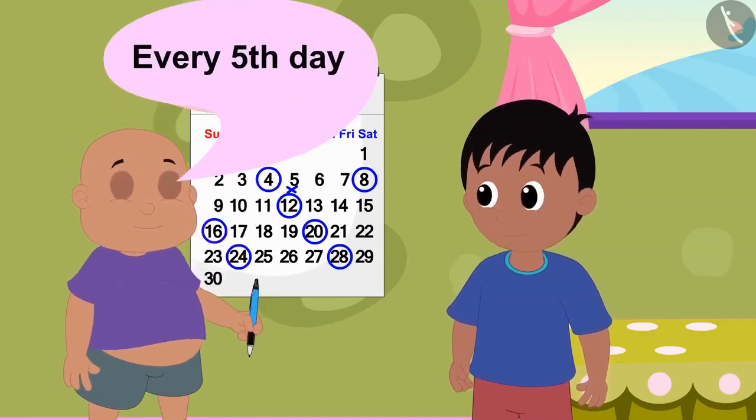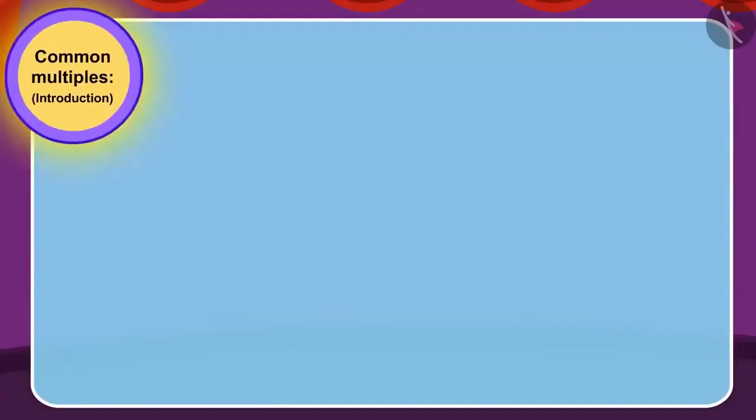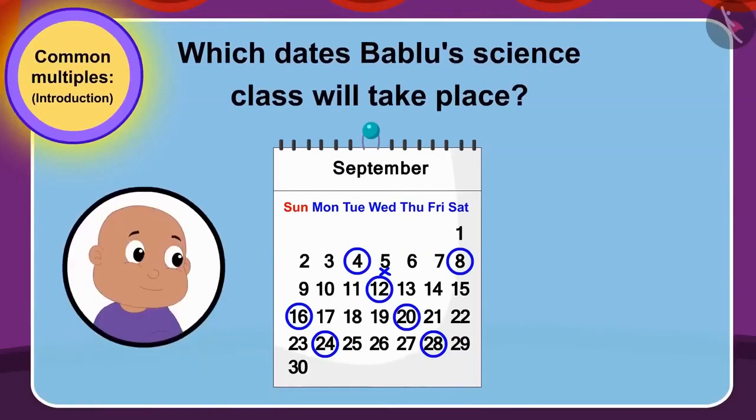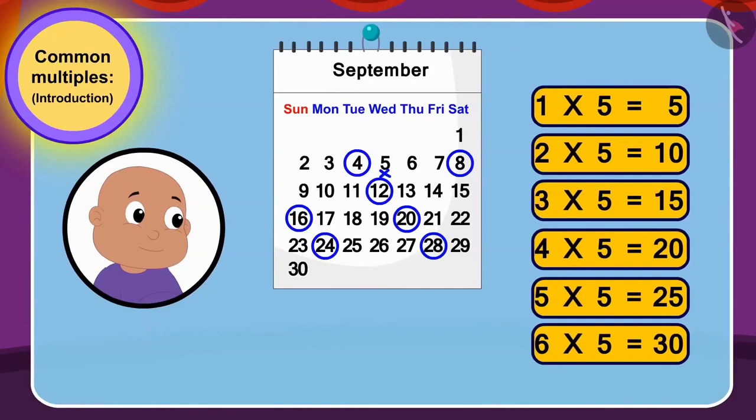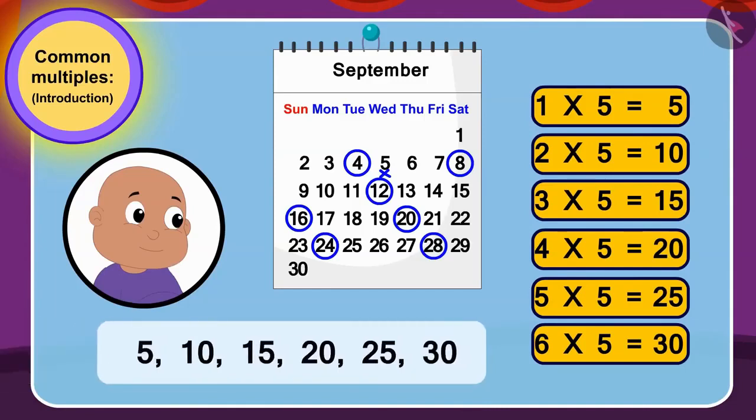Children, can you use multiples to tell on which dates Bablu's science class will take place? Well done children, your answer is absolutely correct. We can find multiples of 5 in this way by using tables of 5. Bablu will go to science class on 5, 10, 15, 20, 25 and 30 dates.